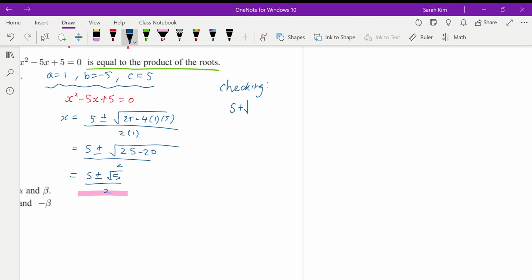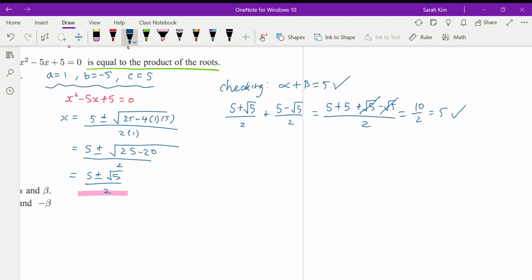5 plus square root 5 over 2 plus 5 take square root 5 over 2. I can do this manually. 5 plus 5 plus square root 5 take square root 5 over 2. Well, these cancel out. I have 10 over 2, which is 5. Wow, lovely. So alpha plus beta equals 5. It checks out. Let's try alpha times beta, the product.